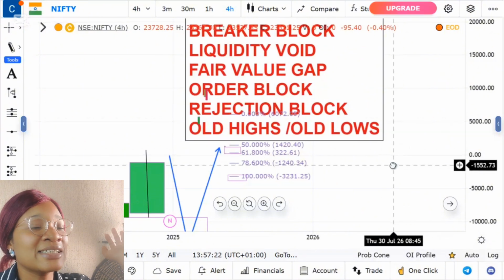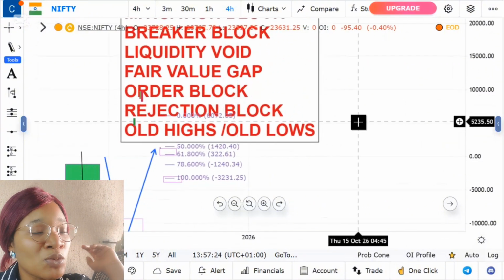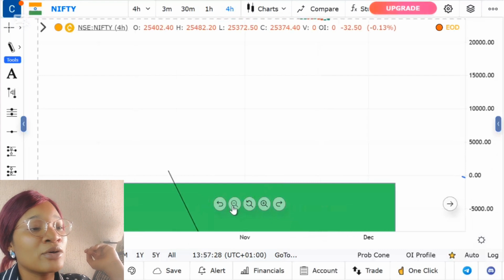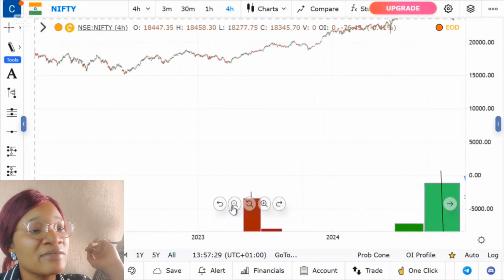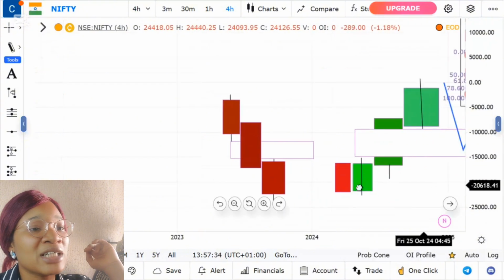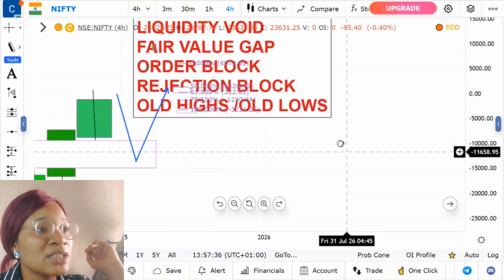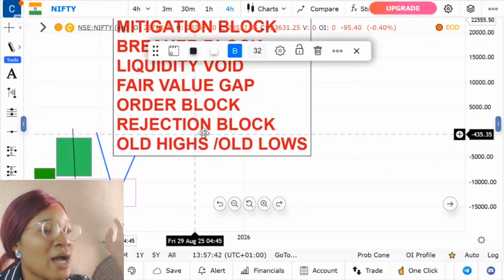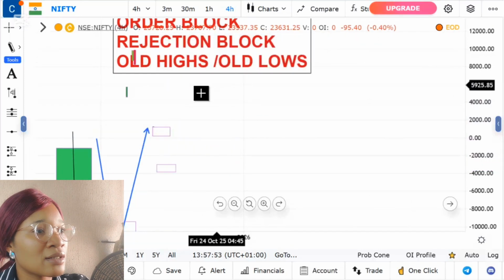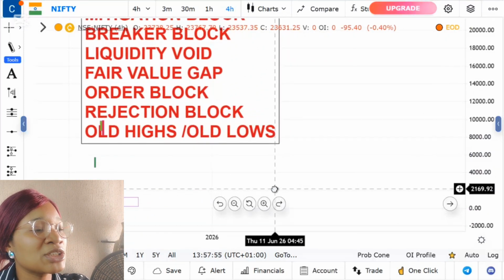So that is it. And then your favorite order block, of course, you know what an order block is. In a downtrend, it is the last bullish candle before the impulsive sell. If it is in an uptrend, it's the last bearish candle before the impulsive buy. All right, I don't think we really need to go into the order block. Let's look at the rejection block.